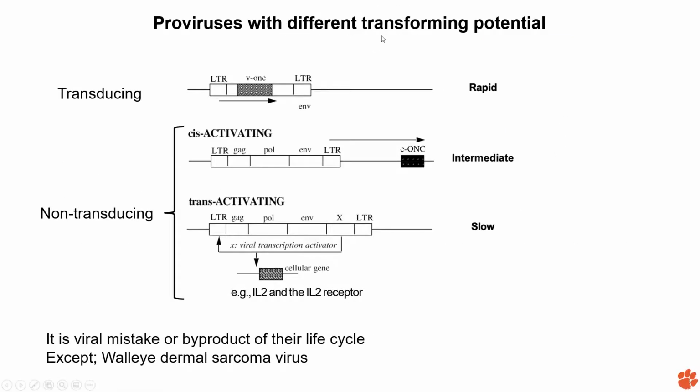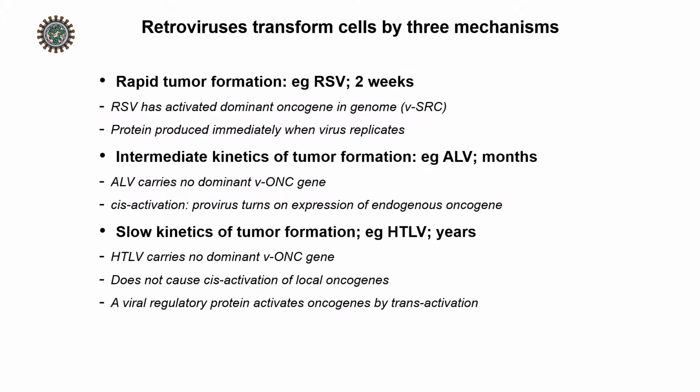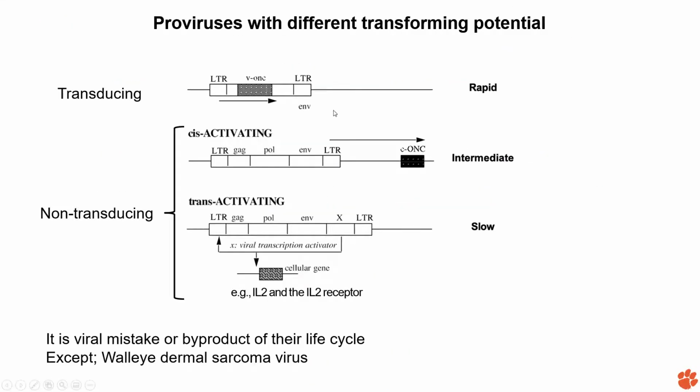Now you have the connection between this picture, retroviruses transformed by 3 mechanisms. Transducing is the rapid one. So think about that. You have the LTR. Of course, you will have the GAG-POL and the envelope gene. And the v-onc gene is right there inside the virus. This is a rapid transformation, like the non-defective RSV.